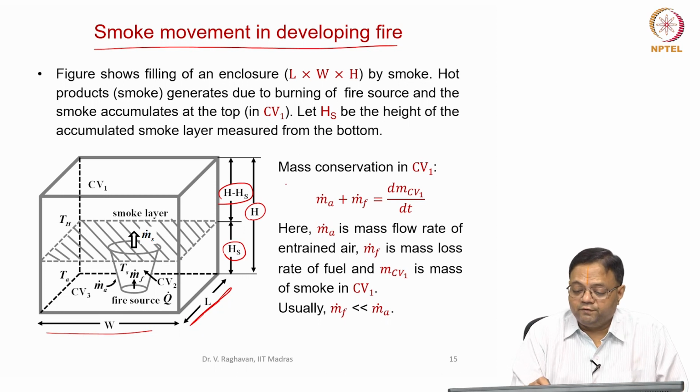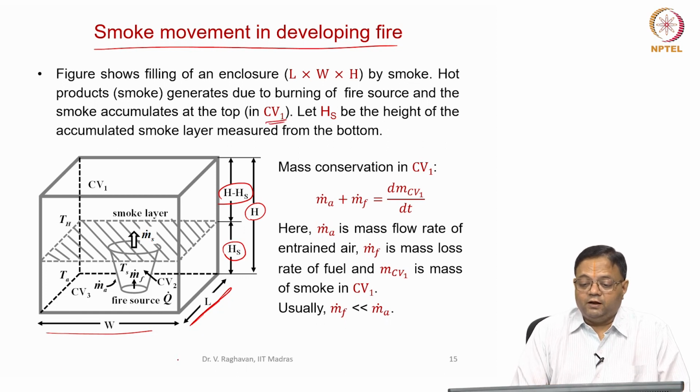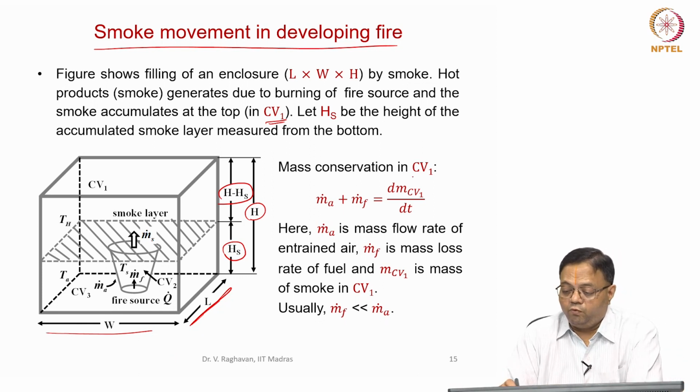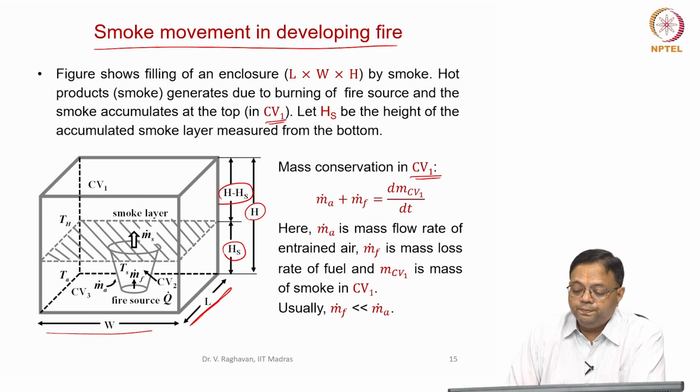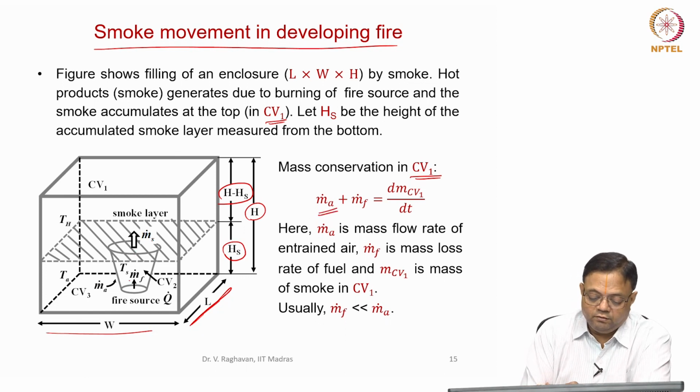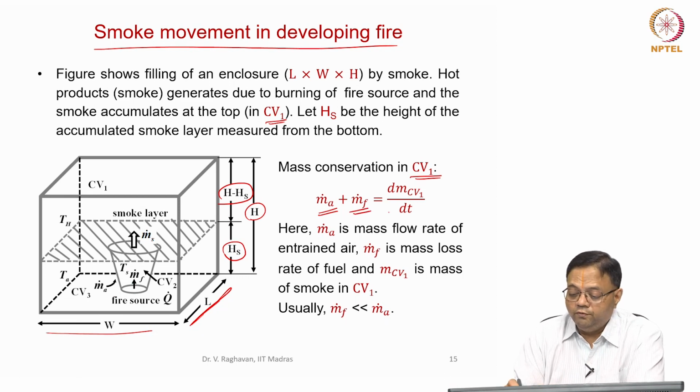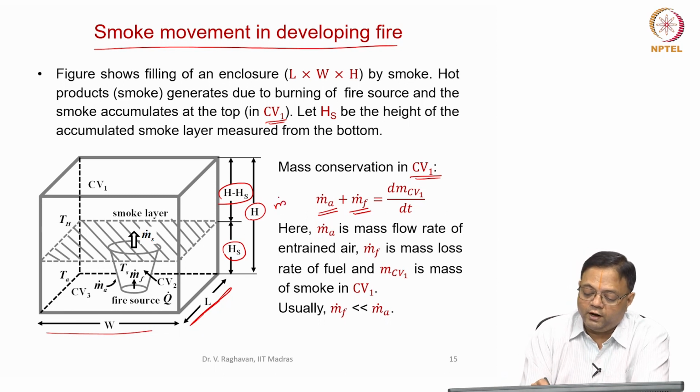Now let us see the considerations. Control volume 1: we can see that hot smoke is accumulated in CV1. Let us do the mass conservation of CV1. The mass flow rate of the air which is entrained plus the mass coming out of the fuel source will be equal to the rate of change. This is actually the mass flow rate of the products.